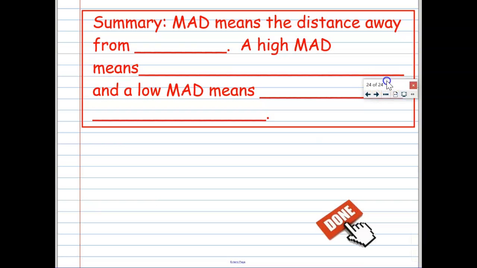All right, guys, that's it. So what I want you to do is revisit the EQ, which is, how to find MAD and what it tells us. And I gave you a little scaffold to help you out. So write it down, revisit the notes, fill in the blanks, and take a picture of these beautiful, beautiful notes and prepare to text or email them to your teacher at the end of the lesson.